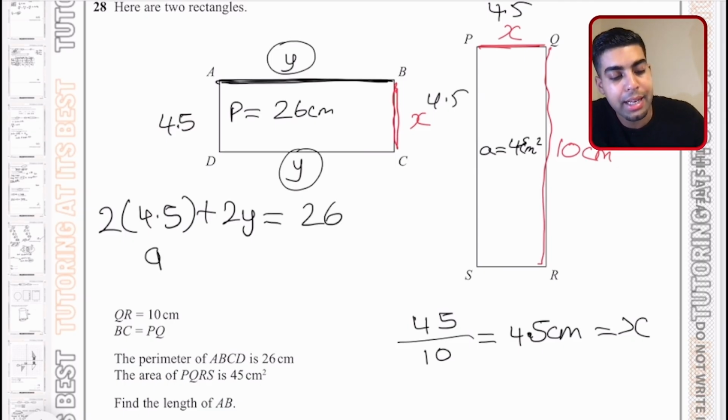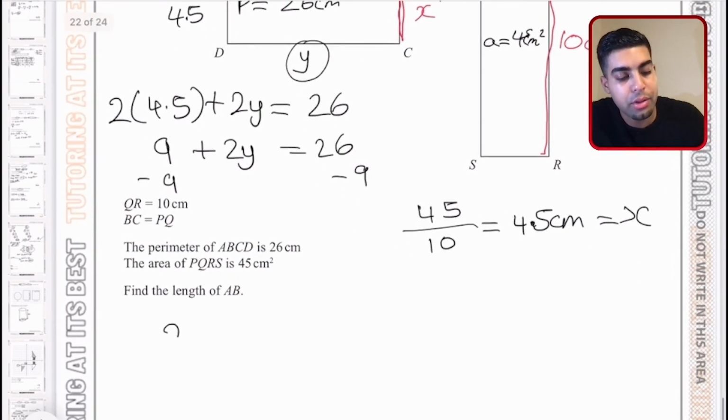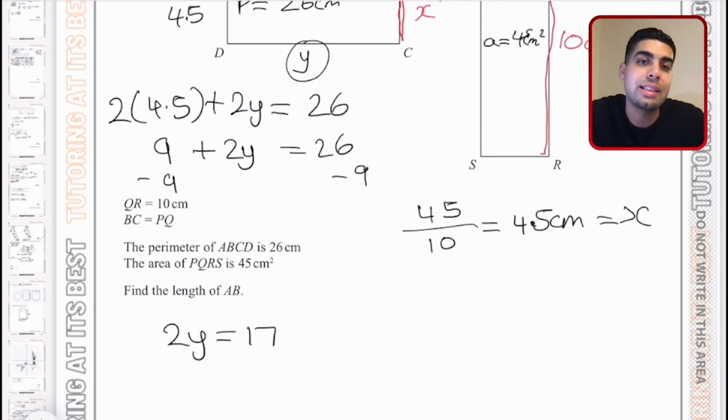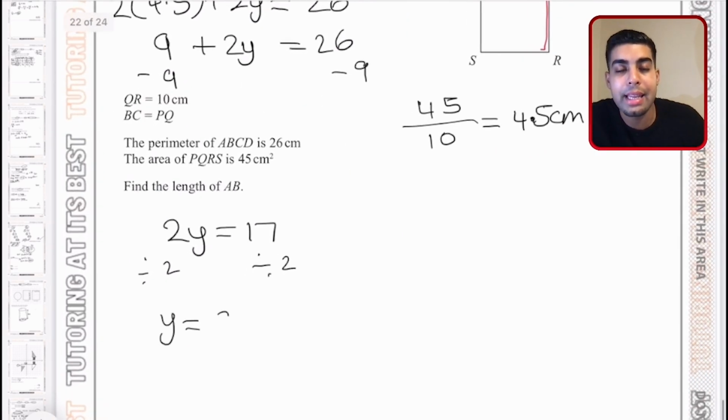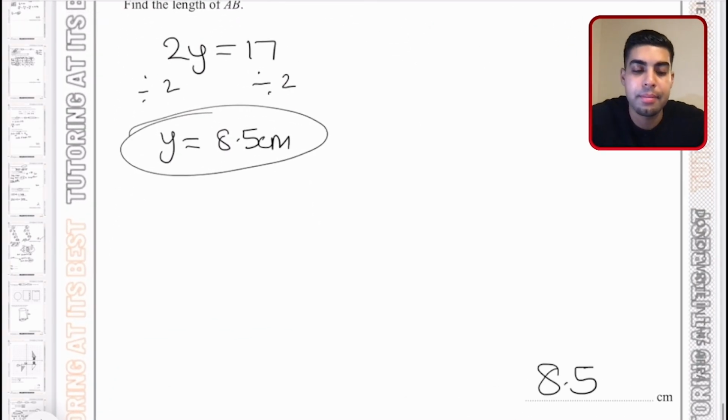So if we multiply out the brackets, we get 9, and we add 2y, which gives us 26. And then we take the 9 to the other side, so we minus 9 from both sides. And so we're left with 2y, which equals 26 minus 9, which is 17. Then we divide both sides by 2. And so now we know that y equals 8.5 centimeters. And that is our final answer, 8.5.